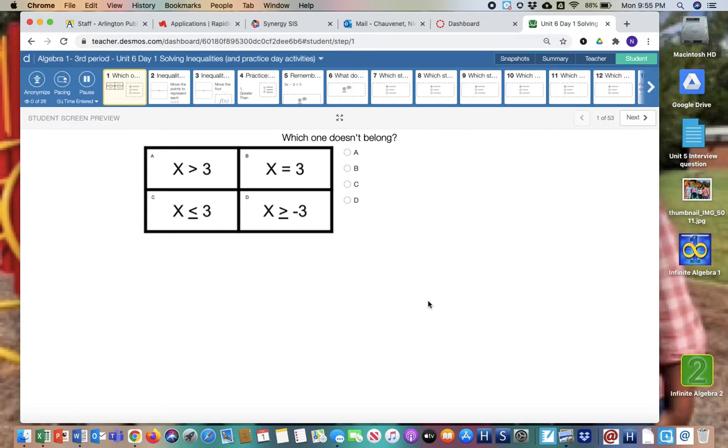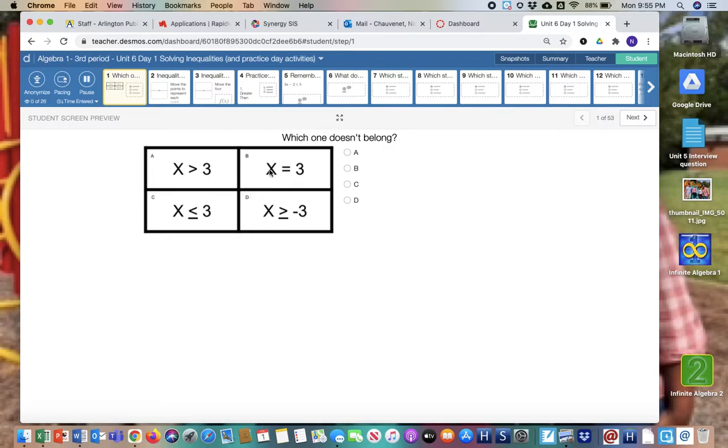Algebra 1, Unit 6, which is on solving inequalities. So here we're going to look at the day 1 notes, which is really our intro into solving inequalities: determining what an inequality is, how we solve for an inequality, how we determine what is and isn't a solution to an inequality, and how we graph that on a number line. So I'm just going to go through some of the notes here and glance around, and hopefully this will be helpful to you as we then go through the lesson.